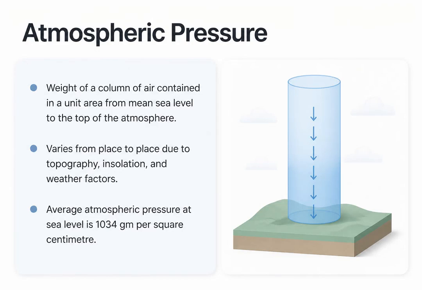Let's start with the basics. What exactly is atmospheric pressure? Imagine a column of air extending from the surface of the ocean all the way up to the edge of space. The physical weight of all those air molecules pressing down on a unit of area is what we call atmospheric pressure. It isn't uniform everywhere. It changes based on the local topography, how much solar radiation or insolation an area receives, and other weather factors. At mean sea level, this weight averages out to about 1,034 grams per square centimeter.